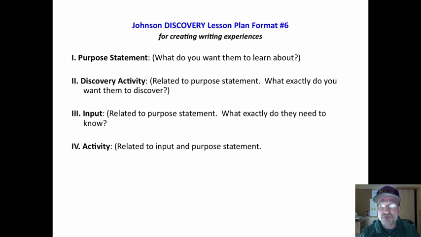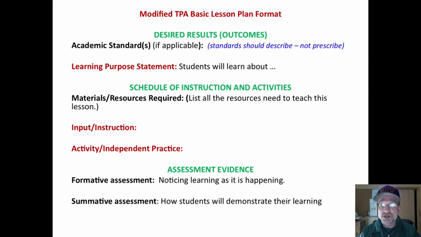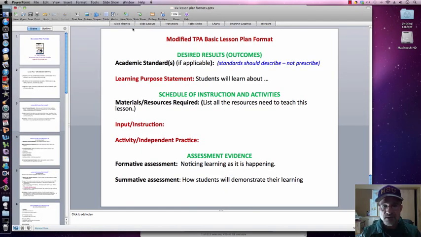You have to know what discovery learning is for this to make sense to you, and it's beyond the scope of this video to teach discovery learning. I do have other videos out there. Do a Google search. And if you want to create this or put it in a modified TPA form, you can do that. But using TPA, it must be flexible to accommodate the different types of lesson plans.